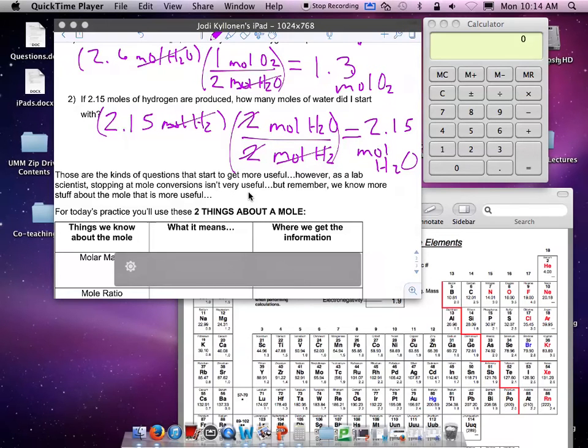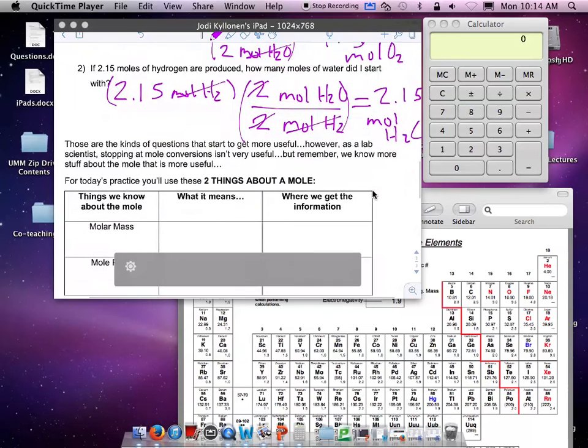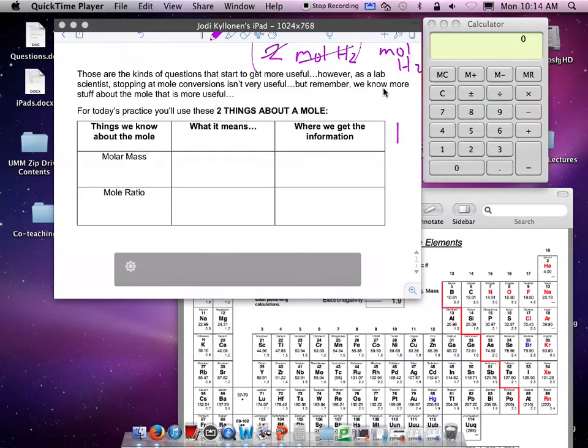So these are the kinds of questions that start to get more useful. However, we can't stop here because as a scientist, moles, we know what they mean, but they're not very useful. So we need to have one more set of things we talk about: how do I turn a problem like this into something a little bit more useful.